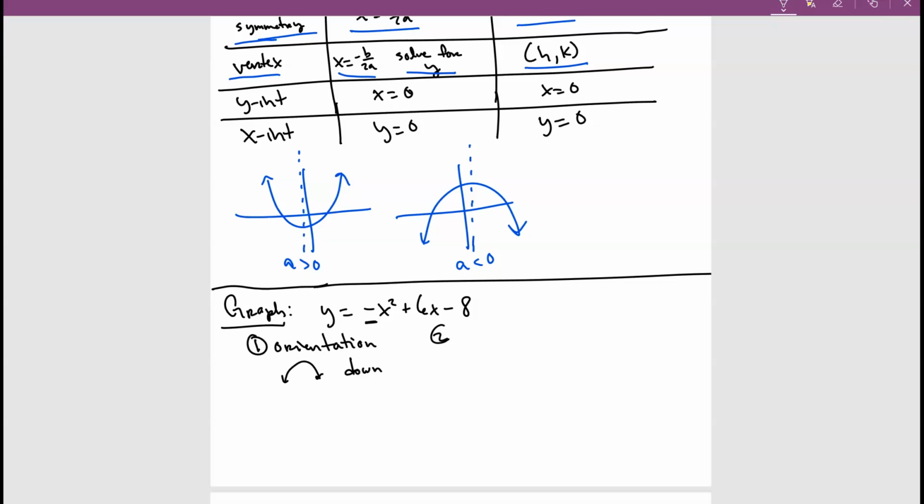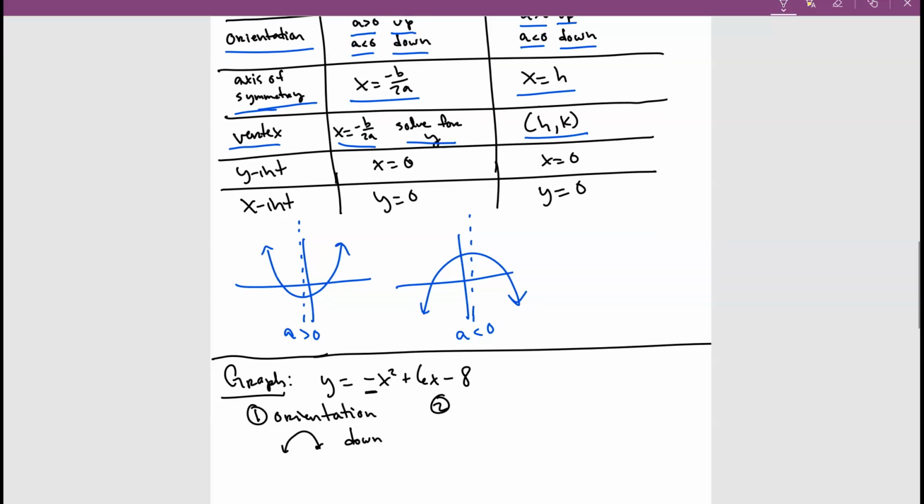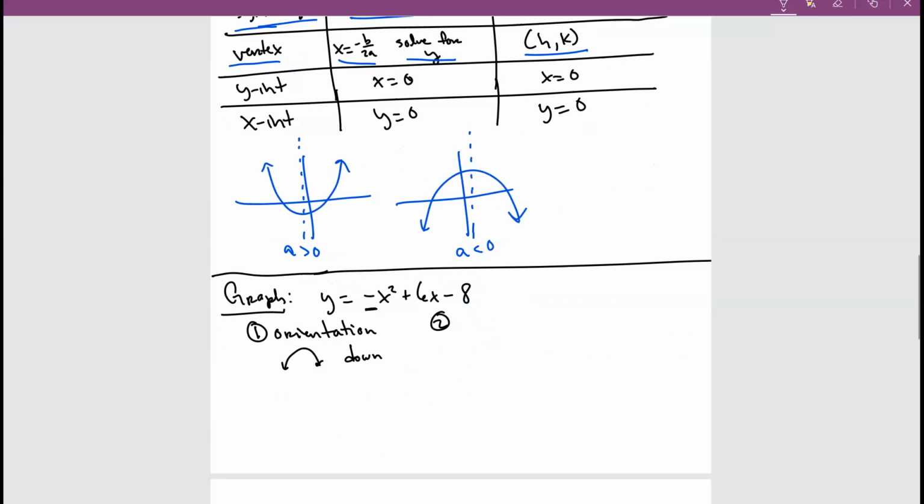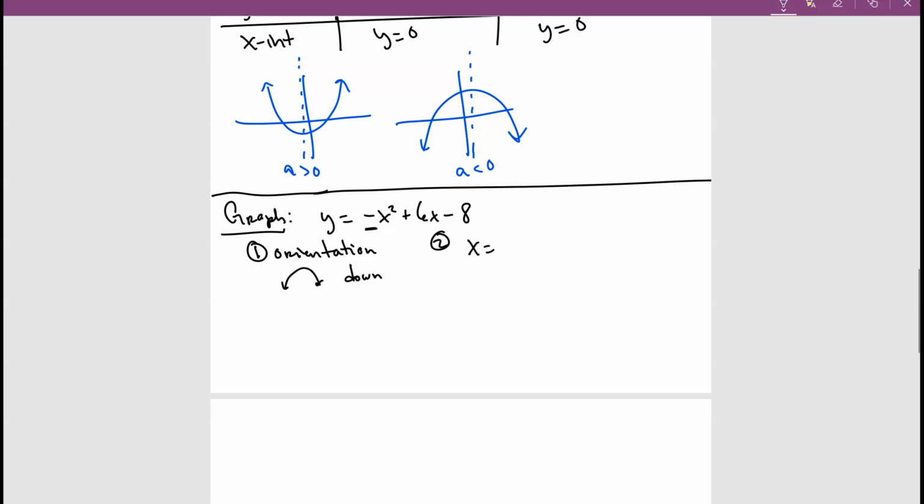That's the orientation. Okay, the second one is the axis of symmetry. That you can figure out by x equals negative b over 2a. So x equals negative b over 2a. So negative b in this case is going to be the 6 over 2 times a, which is negative 1.